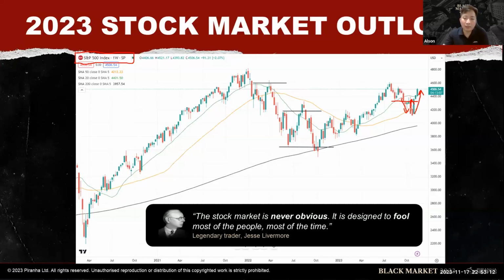And in my view, we are likely to continue grinding higher, and once we surpass the $4,600 level, we will continue into the all-time high again. So I'm generally bullish on the entire market. And just by using a simple method, bull trap and bear trap, which I'm going to teach you guys later.